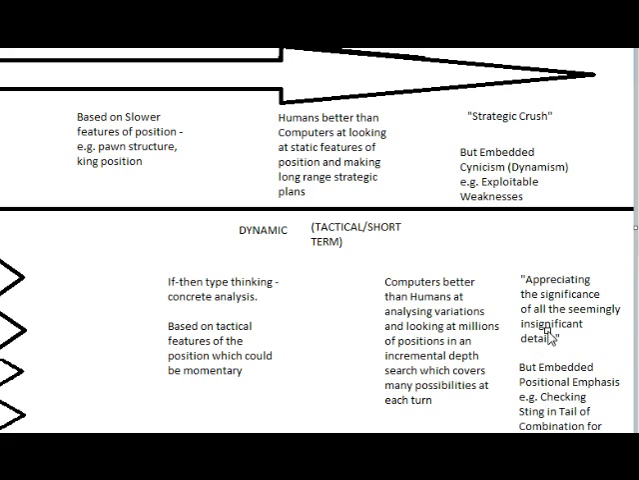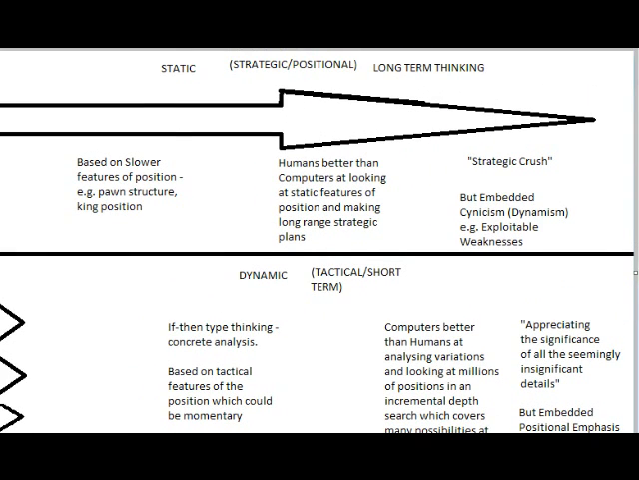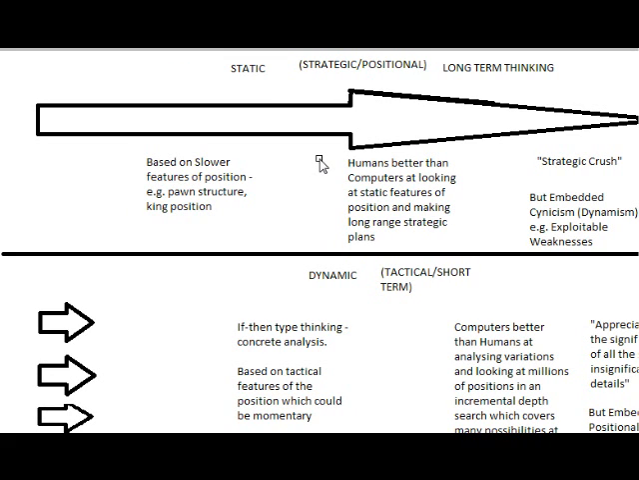So without looking at the positional side as well, these things at the tail end of the combination, you could be giving your opponent a massive kingside attack or passed pawns or things like that. So again, there should be an embedded positional emphasis, I believe, like there is with an embedded dynamism when you look at the static.